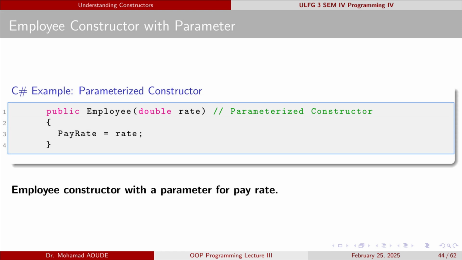Now we define a parameterized constructor. This constructor allows flexibility, setting a different pay rate for different employees. It teaches the principle of object specialization. Objects can be customized at creation to reflect their unique real-world counterparts.